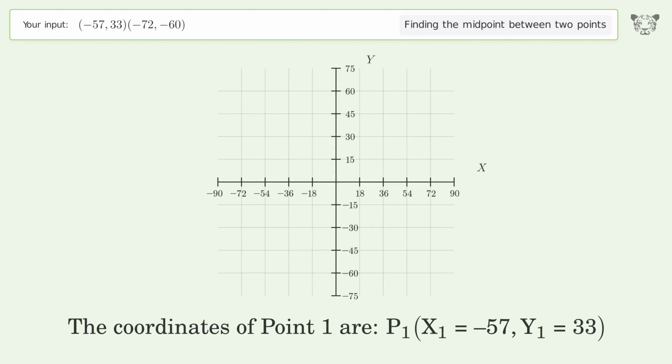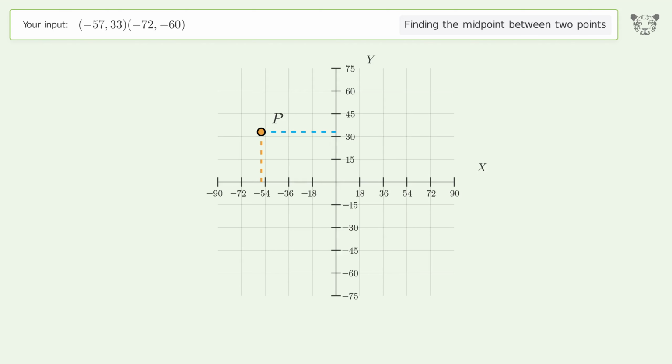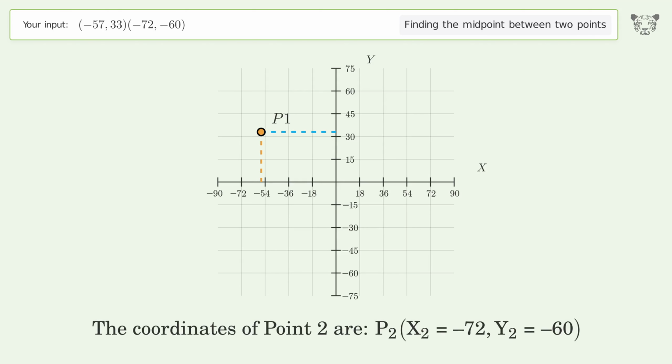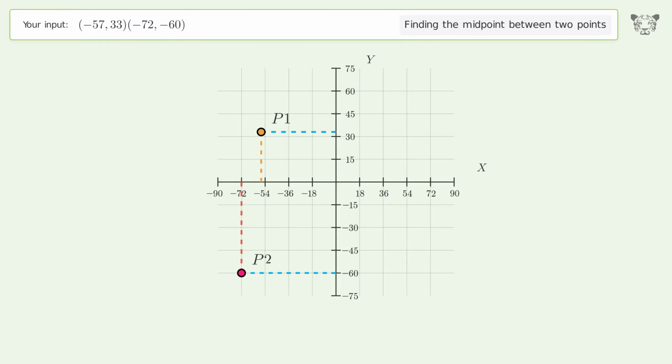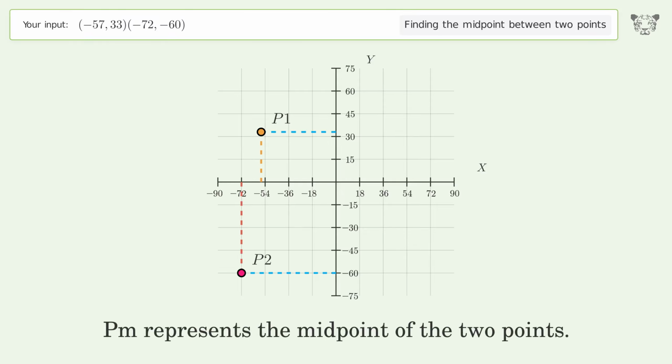The coordinates of point 1 are x1 equals -57, y1 equals 33. The coordinates of point 2 are x2 equals -72, y2 equals -60. PM represents the midpoint of the 2 points.